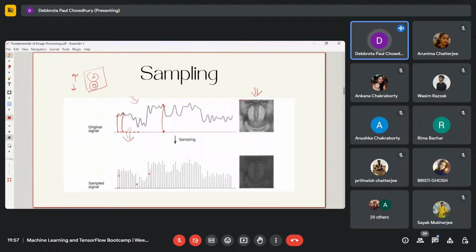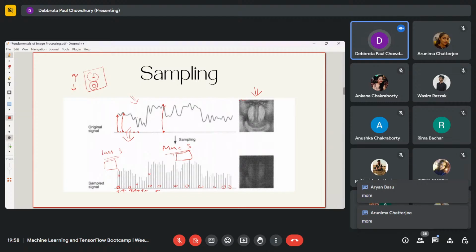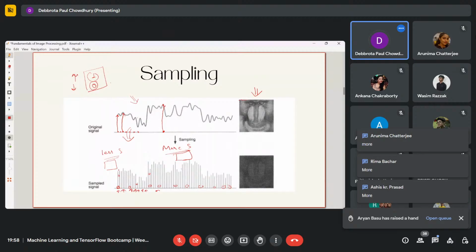Can anyone tell me one thing: if we take fewer samples versus more samples, say if I take fewer samples like these, then would our image be more clear? Or if I take all the samples, more samples, then would our image be clear? In which case would our image be clear, if I take fewer samples or more samples? Can anyone guess?